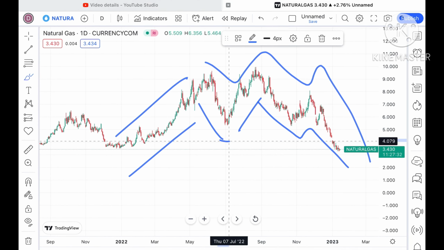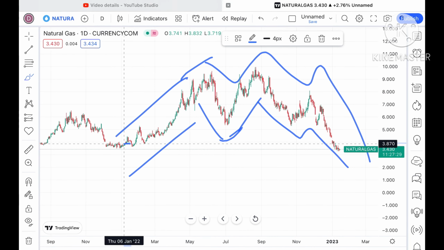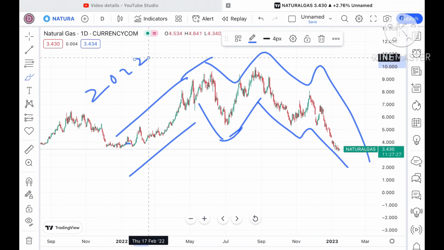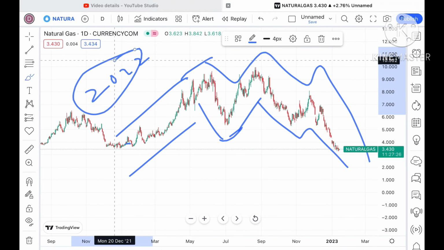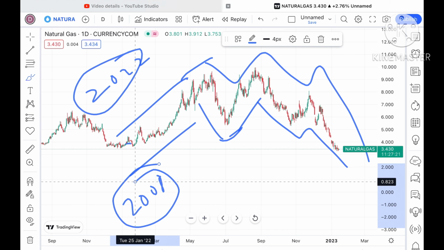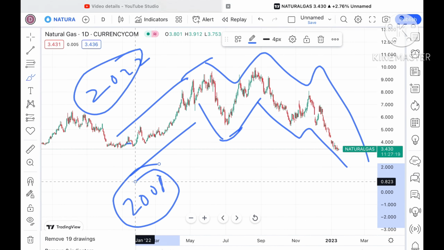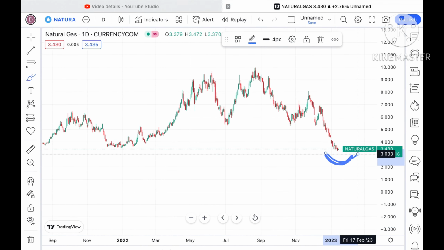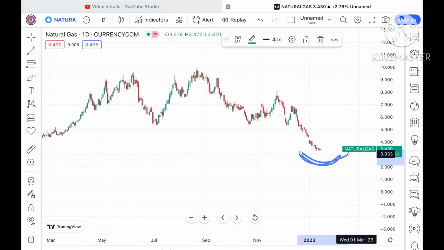Now if you look at this particular chart, there is a volatility after 2022. This is where we have seen a lot of volatility. In the same way, if you look at the 2008 pattern, we also saw so much volatility there.